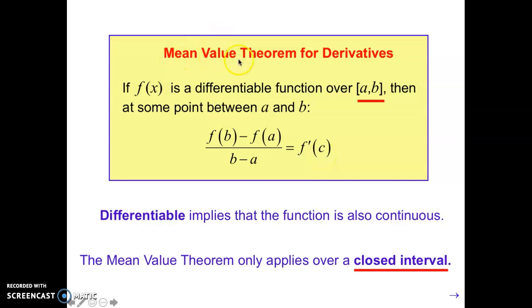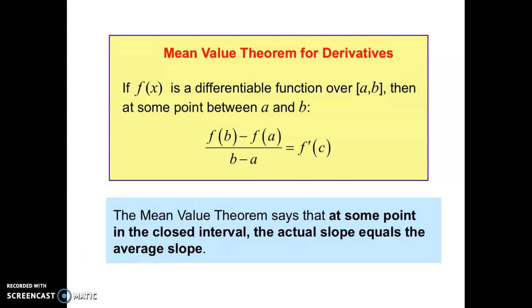Now, why is this called the mean value theorem? Because this is the average, notice, average rate of change. So the average rate of change is equal to the instantaneous rate of change. So that's why it's called the mean value theorem. The average rate of change and the instantaneous rate of change are equal to each other at some point in the interval from a to b. So the mean value theorem is saying at some point in this closed interval from a to b, the actual slope equals the average slope, or the instantaneous rate of change at x equals c equals the average slope between a and b.